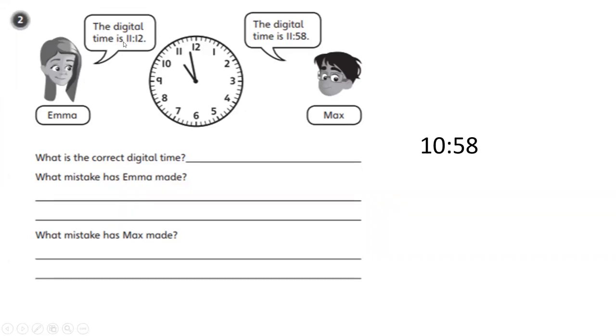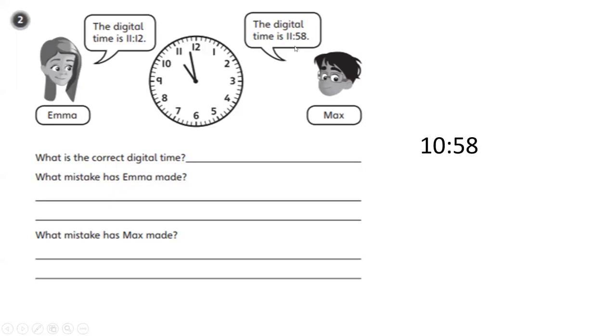So what's Emma done? Well, I think she's just looked at the clock, and she's looked at the first hand is 11 and the second hand is nearly 12, and she's just written 11:12. And if it was 11:12, that'd be 12 minutes past 11. So the hour hand would be pointing much closer and just past the 11, and the minute hand would be at 12 minutes, pointing up over here. So that's what Emma's done wrong.